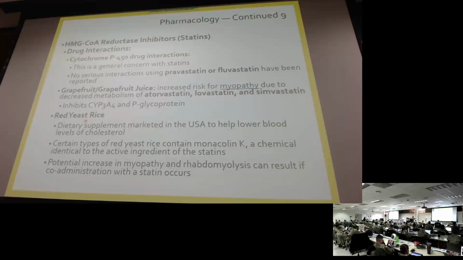Red yeast rice. So this is over the counter that some people take as a dietary supplement. And what it can do is it can increase the risk of myopathy and rhabdo, especially on a patient who is taking a statin. So when you ask patients, what medications are you using, and you're doing your med rec, ask them specifically, are you taking anything over the counter, any other herbal supplements, anything like that?